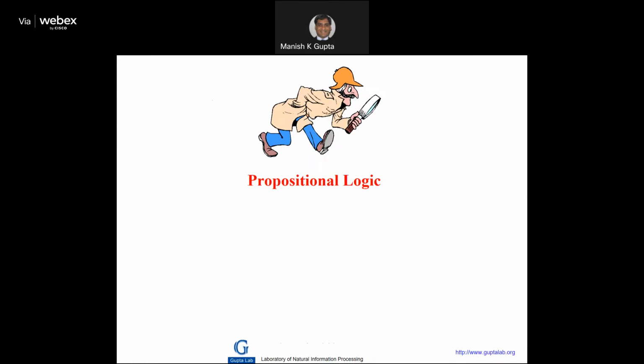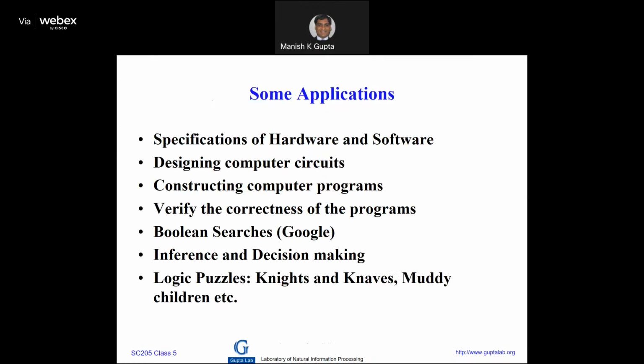So basically, such kind of things are there, right? So we are going to focus on this propositional logic, and where are the applications? Of course, I can cover a lot of them. We can talk about applications: specifications of hardware and software, designing computer circuits, constructing computer programs, verifying the correctness of programs, Boolean searches. I think on Google many times when you use an AND operation in between, that is a Boolean search. Also inference and decision making, and solving a bunch of logic puzzles.